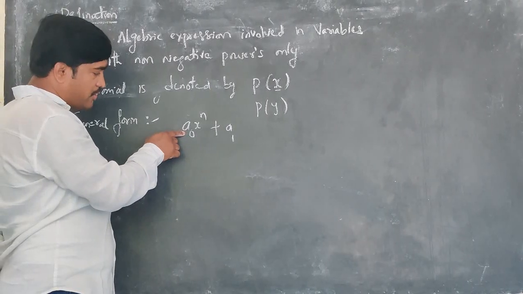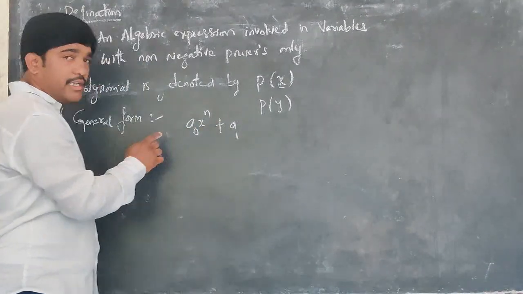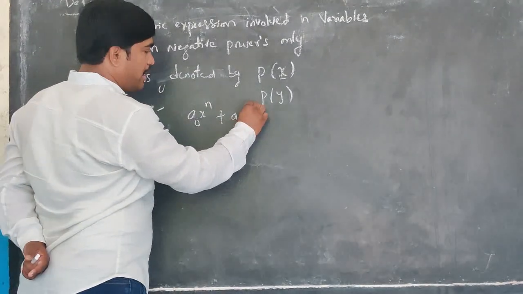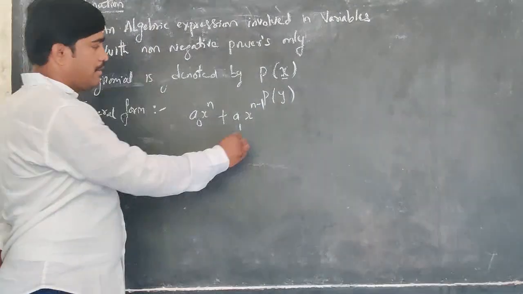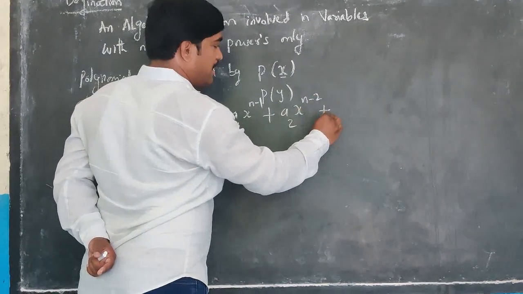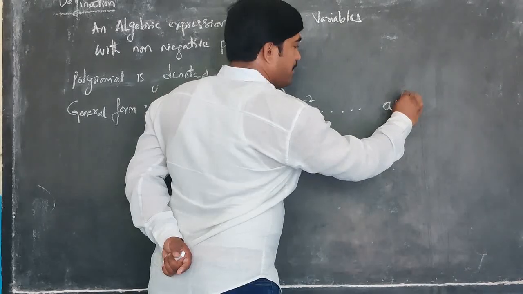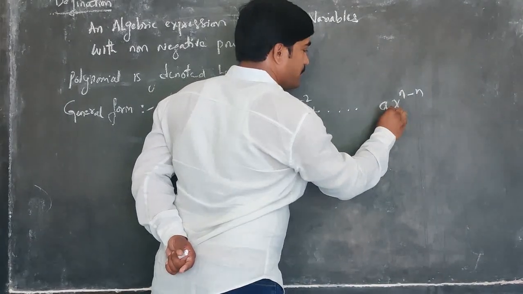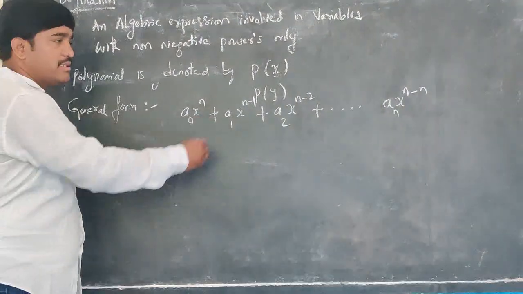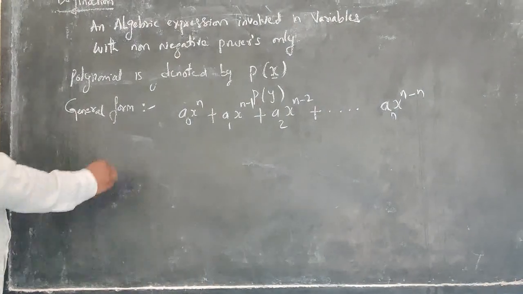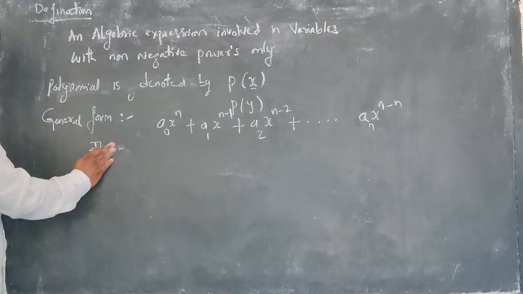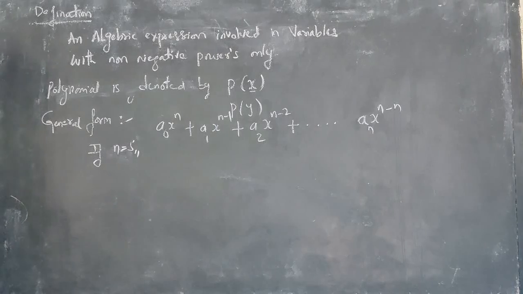For the constants a, the subscript numbers go on increasing and the powers go on decreasing. That is a naught x power n plus a1 x power n minus 1 plus a2 x power n minus 2 plus and so on, up to an x power n minus n. Now I will show you how this helps. Suppose n equals 5, how can this be written?